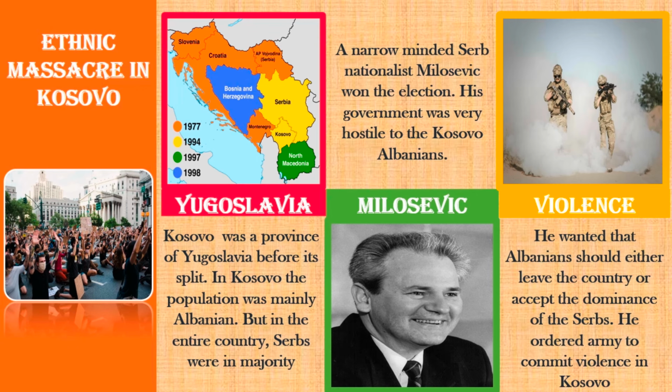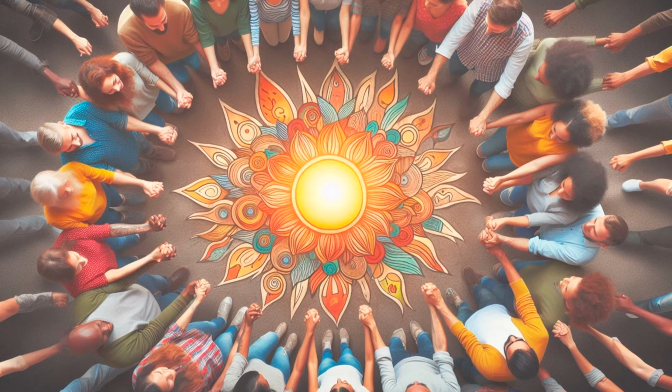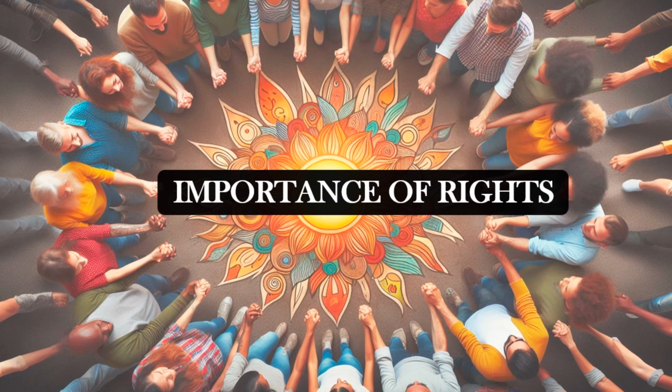Milosevic wanted the Albanians to either leave the country or accept Serb control. He even ordered the army to use violence in Kosovo to enforce this. From these 3 examples, we can clearly understand how miserable life can become without rights. Now, let us summarize the importance of rights.